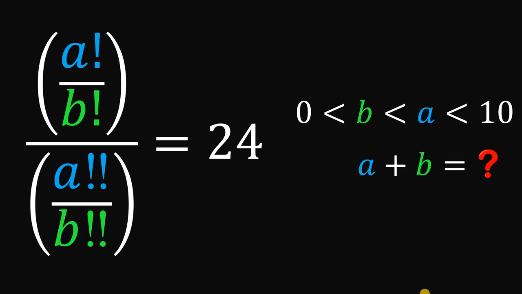Today we will answer a math challenge given by one of our followers. And here's the question. Given this equation, a factorial over b factorial, all over a double factorial over b double factorial, equals 24, wherein 0 is less than b, b is less than a, and a is less than 10, our goal is to solve for the sum of a and b. You can pause this video if you want to give this problem a try.